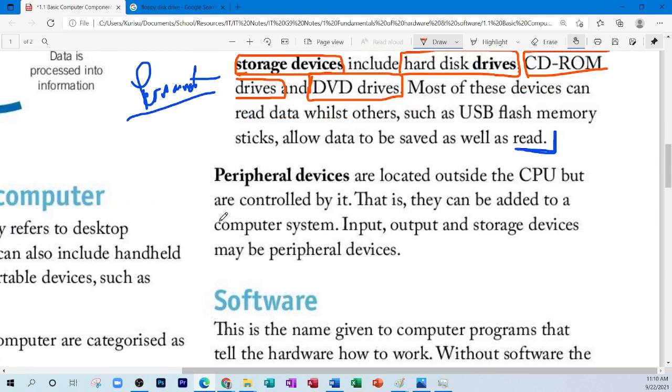So next, what is a peripheral, Azia? Peripheral devices. Peripheral devices are located outside the CPU but are controlled by it. That is, they can be added to a computer system. Input, output, and storage devices may be peripheral devices.